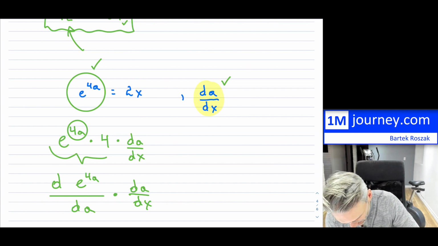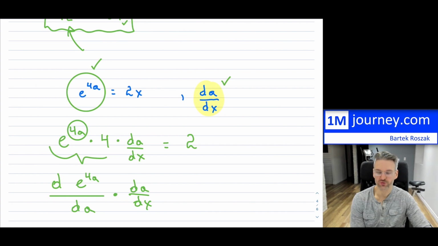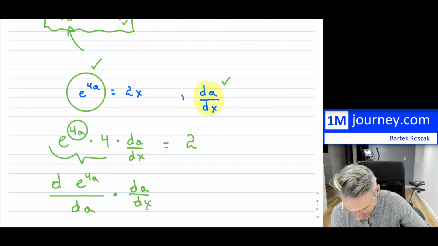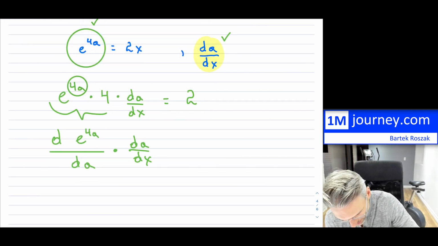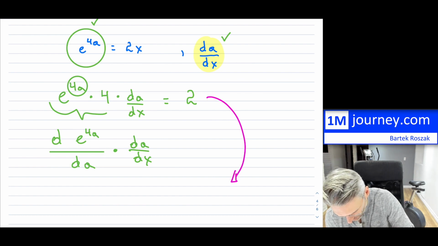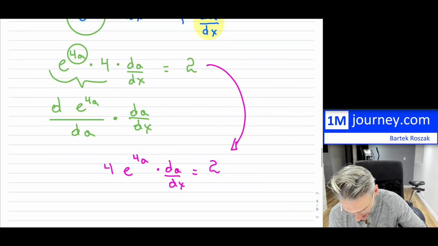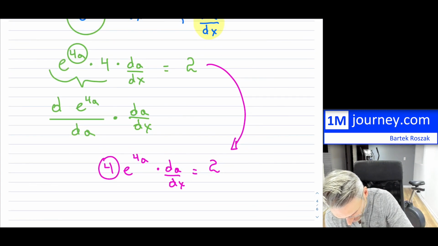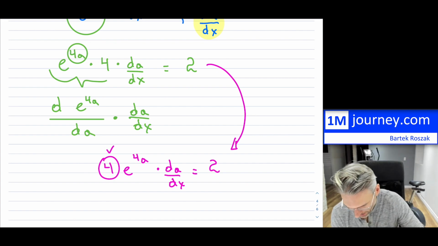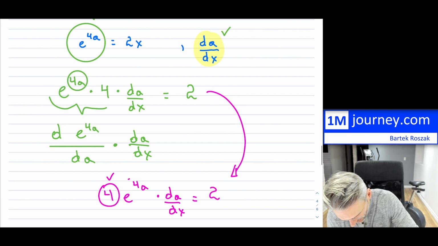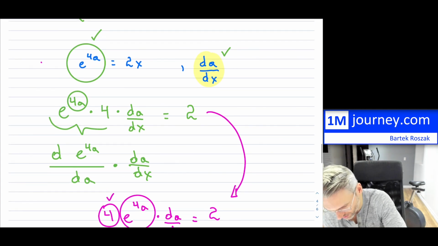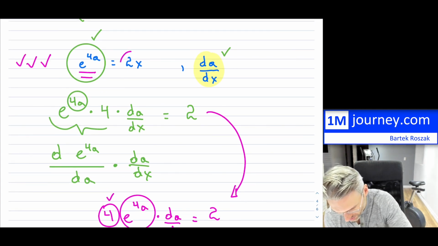And now on the right-hand side, well, there's not much to do. This is just simply 2. So that is pretty neat to be able to do that. So let me just bring this down right here. So this is going to be 4e to the 4a times dA over dx is equal to 2. And now this particular 4, we can certainly bring it on over to the other side. But if you've noticed, and this is what we sometimes use in implicit differentiation, if you go back to the original equation right here, e to the 4a was just equal to 2x.